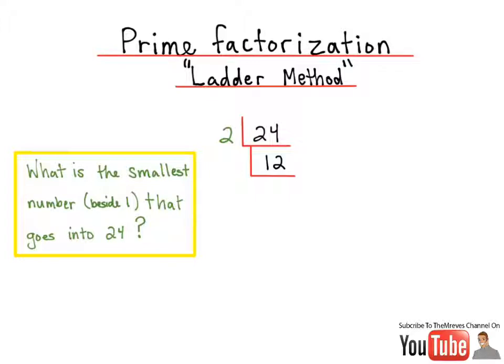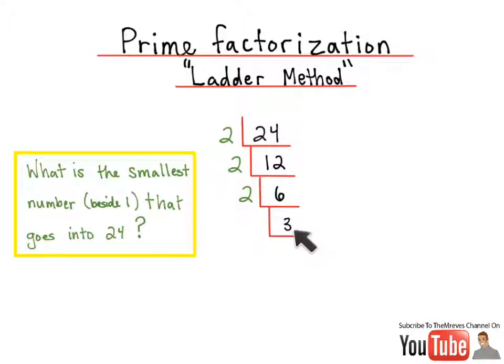Now, once I have that, I ask myself, once again, what is the smallest number that goes into 12? Well, besides 1, we know 2 goes into it because it's even. Once again, make the next ladder rung. And so the next rung on the ladder, I'm going to put 6 because 6 goes into 12 2 times. Then I'm asking myself once again, what is the smallest number that goes into 6? Well, it's even still, so it goes in twice, and 2 goes into 6 3 times.